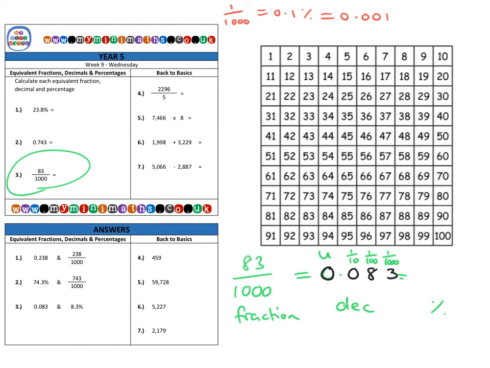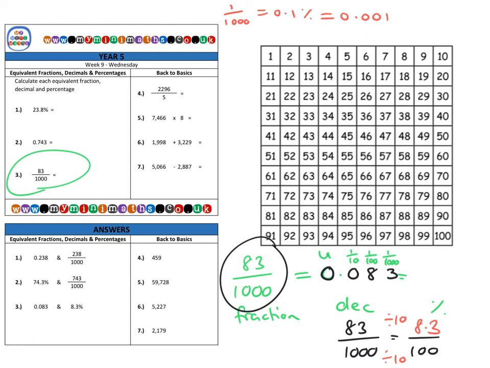And then we can use this information here to help us with the percentage. So 83 per 1,000, we're going to change it to out of 100 because it's a percentage, and we can clearly see that we've divided by 10, so one space smaller, so 8.3 per 100, so it becomes 8.3%. For a final answer of 83 over 1,000 is the same as 0.083, which is equivalent to 8.3%.